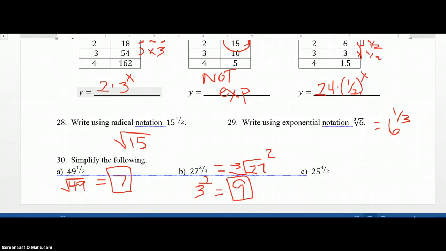25 to the 3/2. Again, the number in the bottom is your root, so here we are square rooting. No need to put the 2 in the root. It is implied for square root. And then the 3 is the blossom. That's what goes out front. The square root of 25 is 5. So we have 5 cubed, which is 125.